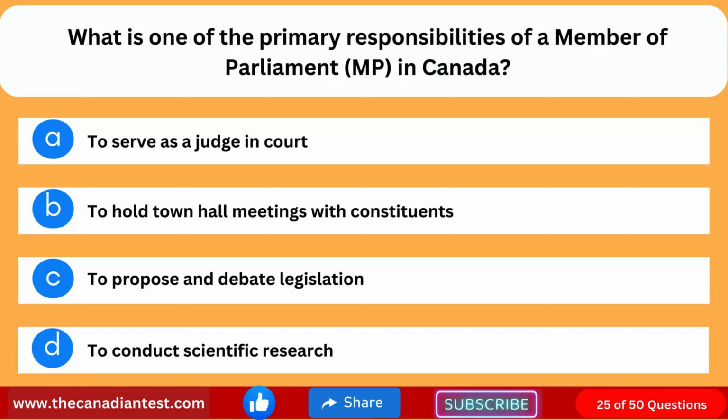What is one of the primary responsibilities of a Member of Parliament, MP, in Canada? Option A, to serve as a judge in court. Option B, to hold town hall meetings with constituents. Option C, to propose and debate legislation. Option D, to conduct scientific research.